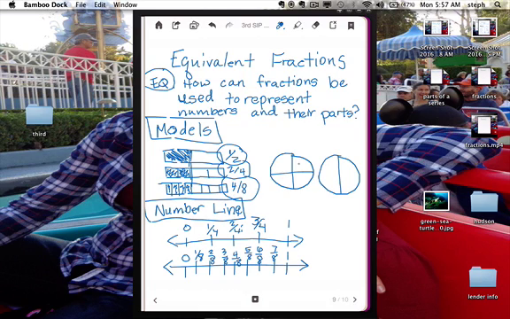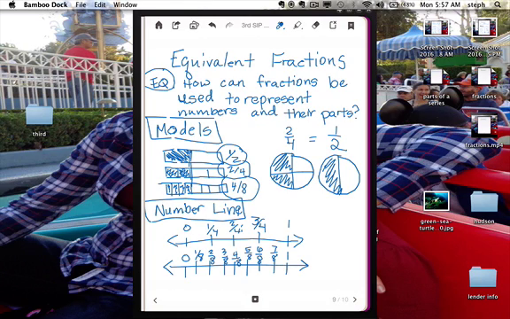Let's look over at our pies. So I divided one pie into 4 parts and the other one into half. So if I shade 1/2 and then I shade 2/4, it's still the same amount of each pie. So you could say that 2/4 is equal to or equivalent to 1/2.